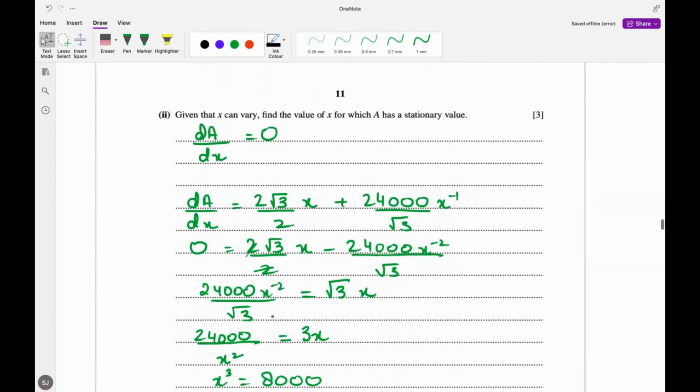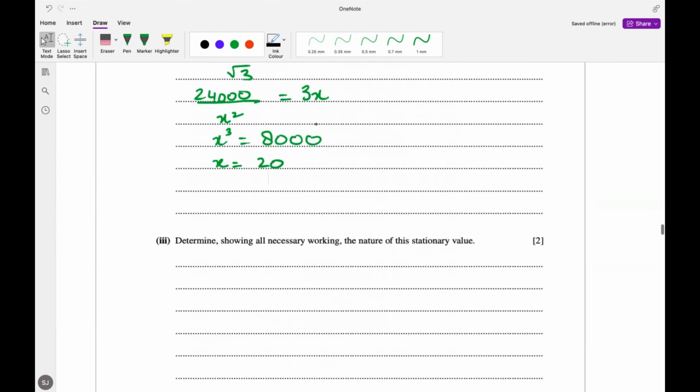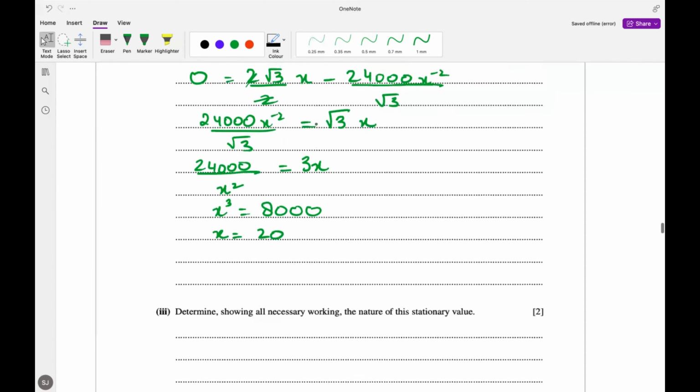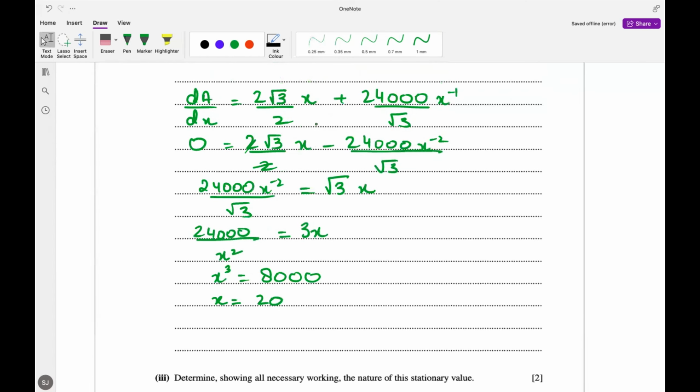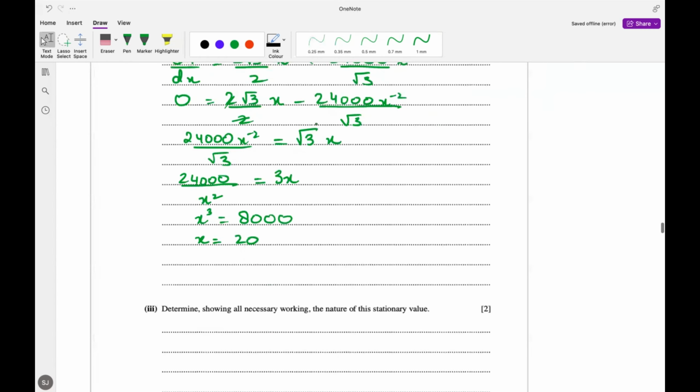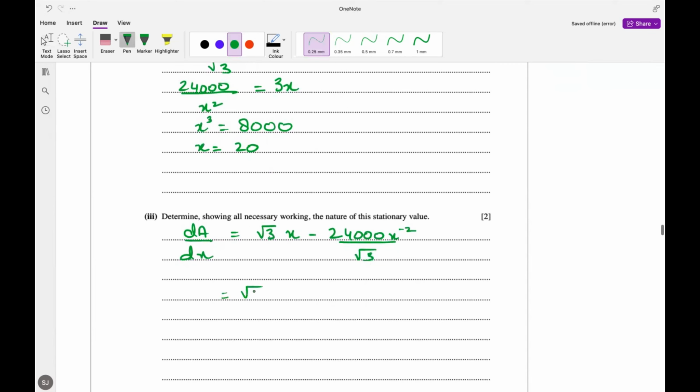And that was what we had to find. We had to find the value of x for which A has a stationary value. Now in the next part, we have to determine the nature of the stationary value. To find the nature of our stationary value, whether it's a maximum or minimum, we differentiate the derivative again. So we had the dA by dx as root 3x minus 24,000 x power minus 2 upon root 3. Differentiating this again, we'll get root 3 plus 48,000 x to the power minus 3 upon root 3.